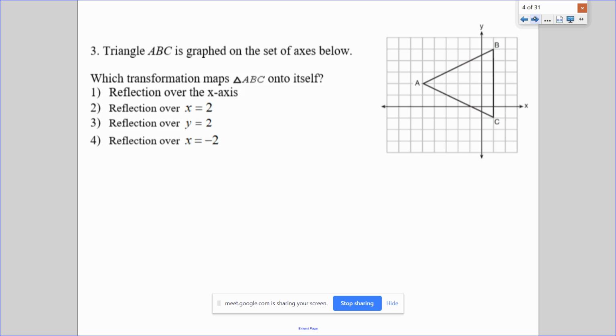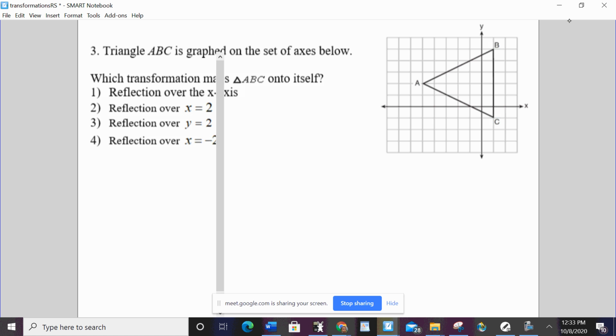Triangle ABC is graphed on the set of axes below. Which transformation maps triangle ABC onto itself? Well, we have a song for this. Line of reflection equals line of symmetry. That's what we have to do here. These are all reflections. So if the line of reflection is a line of symmetry, then it will map it onto itself. So a reflection over the x-axis.